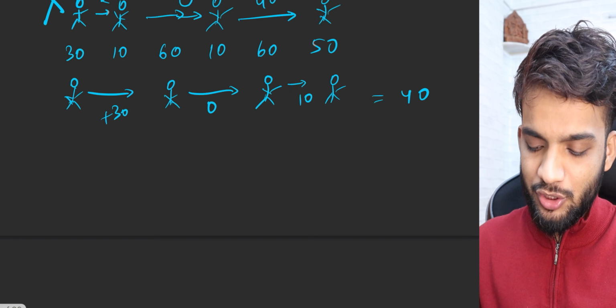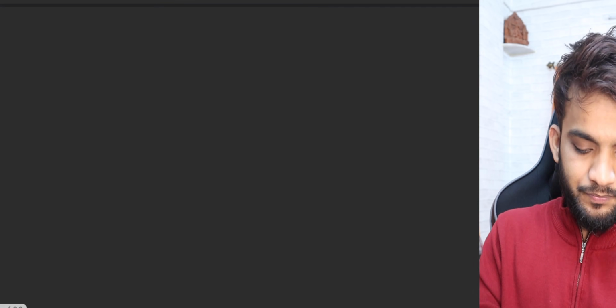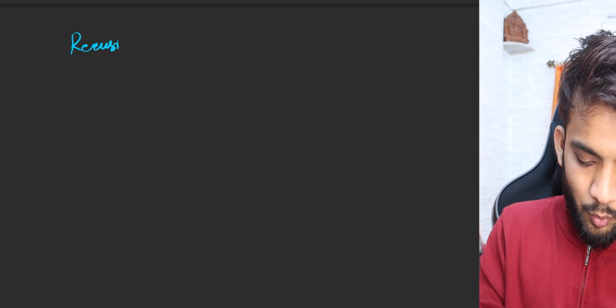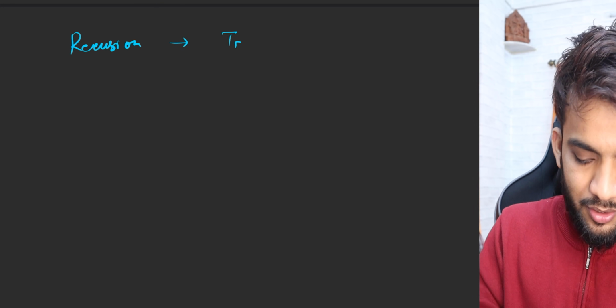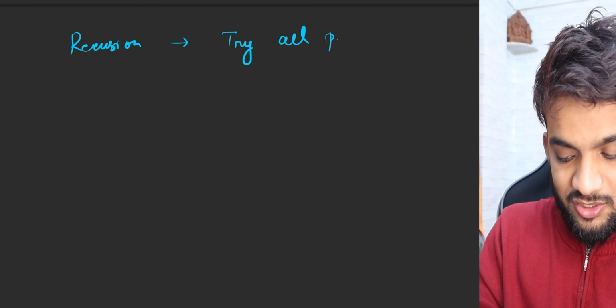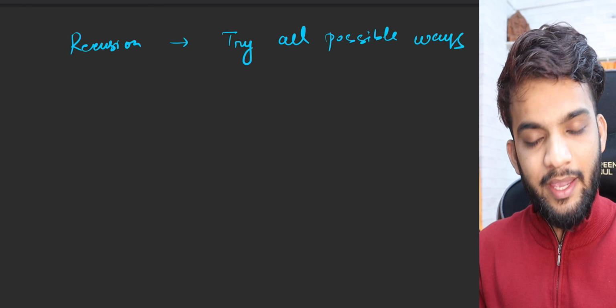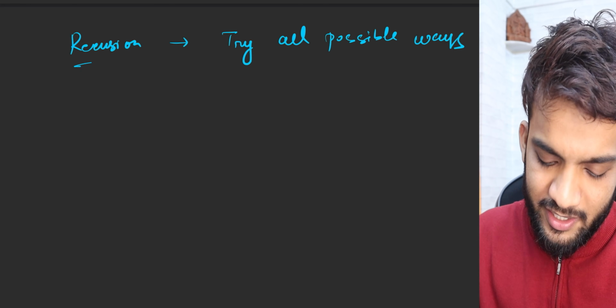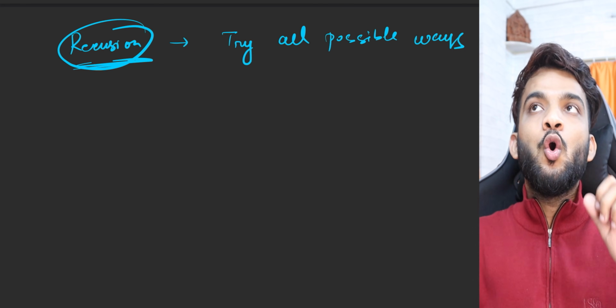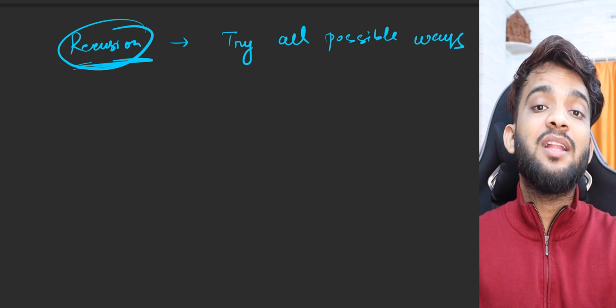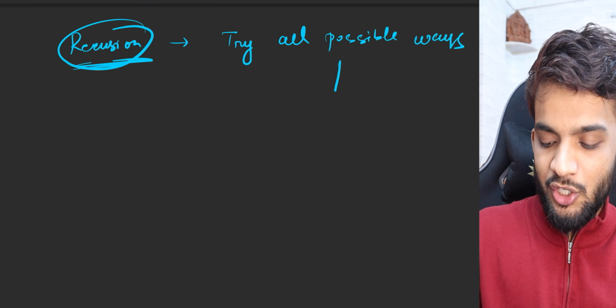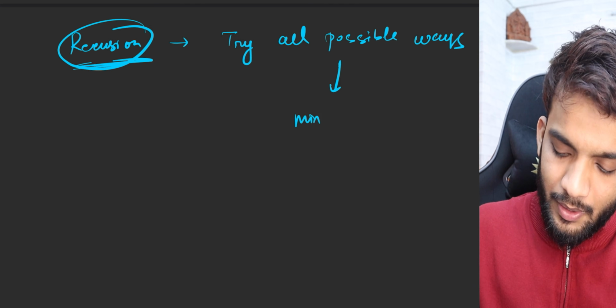Now when I say recursion, it boils down to the second lecture. What is recursion? Recursion is trying all possible ways. So you have to try all possible ways. Okay. So in order to try all possible ways, you have to write recursion. Correct? Over here, they're asking you which path took the minimum energy. So you have to find the path with the minimum energy.